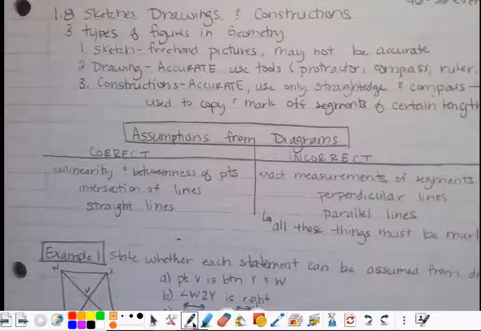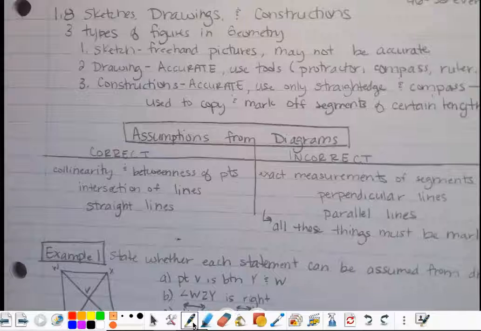All right, so for geometry, we've got 1.8 sketches, drawings, and constructions. We're doing it today because tomorrow I have a video, and it'll be harder to show this in a video versus doing it with you. All right, so first of all, vocabulary.